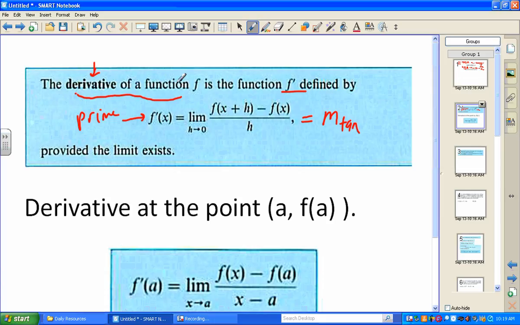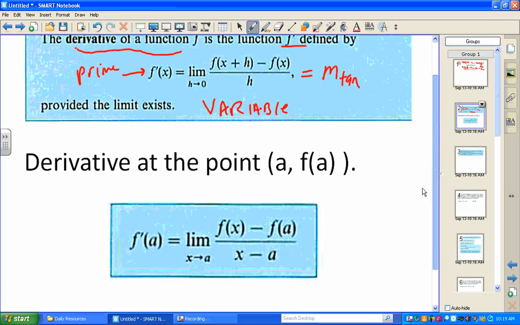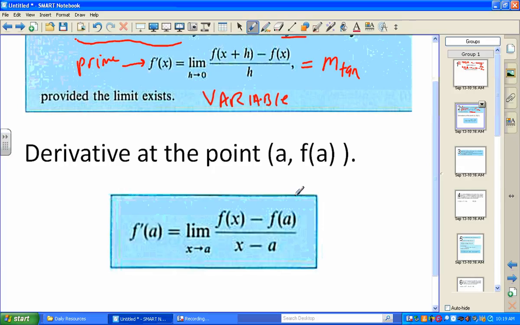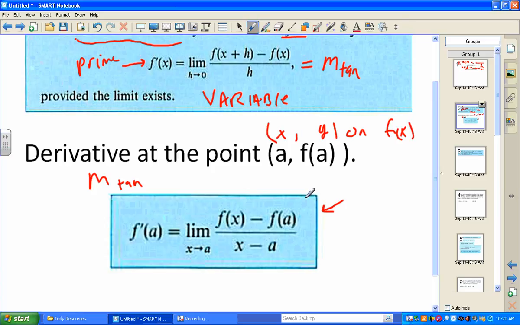If you want to know the derivative of a function, this will leave variables in your answer. You'll have a variable left in your answer when you're done with this. If you want to use the alternate definition, the derivative at a point, we've already been doing this also. We did this in section 3.1. We didn't call it the derivative, we called it the slope of the tangent line at the point a, f of a. This is an x coordinate, this is a y coordinate on f of x. Okay? So, same definitions we have had, just a different word.